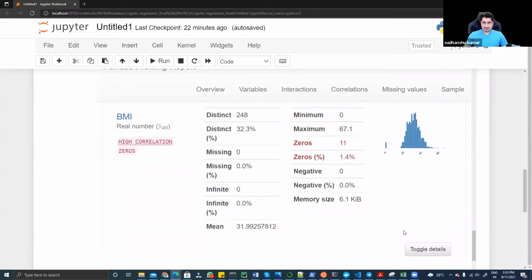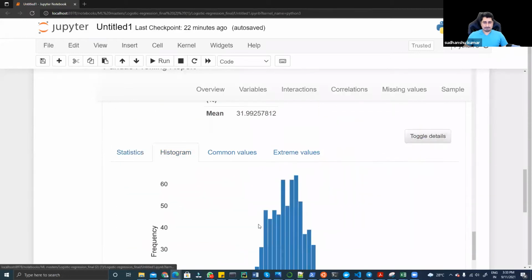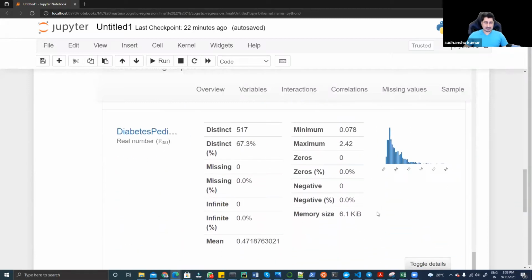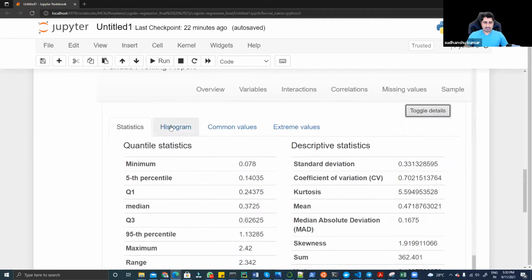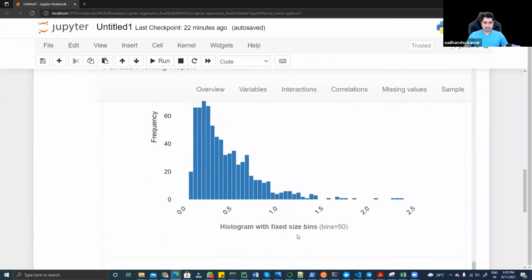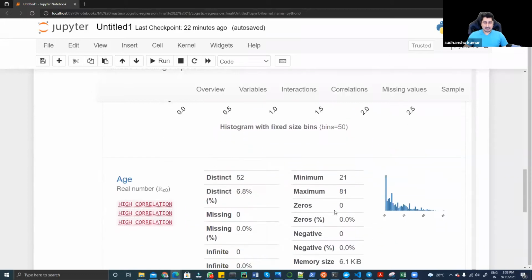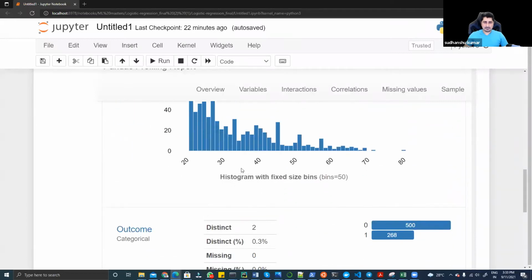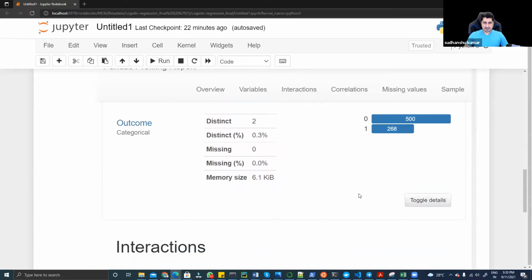Again, if I look into the BMI column, inside the BMI column we have an approximately normally distributed data set. Now, if I look into the diabetes prediction column, toggle detail, and maybe we can look into a histogram. This data set is again a skewed one, right? This column is again skewed towards the right-hand side. Now, if I look into the age data set, if I click on histogram, this data set again looks like it's skewed in the right-hand side direction.